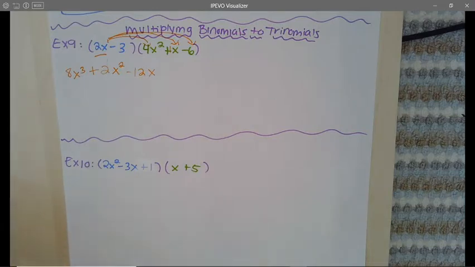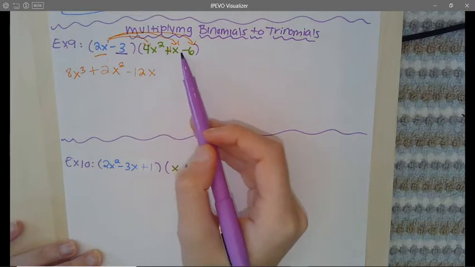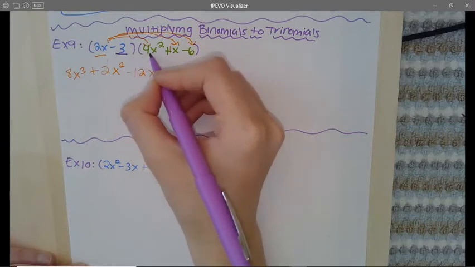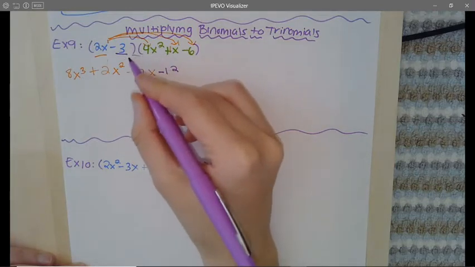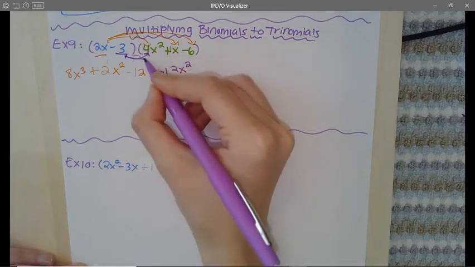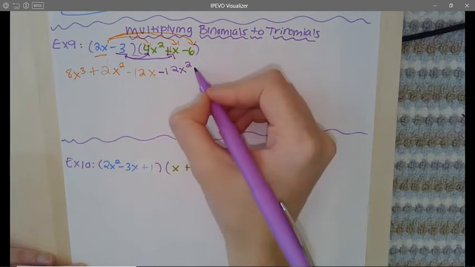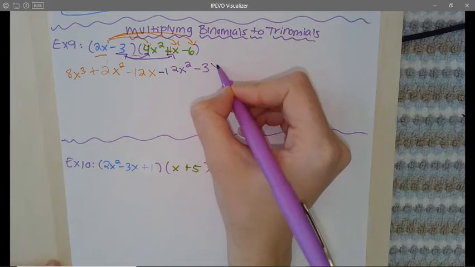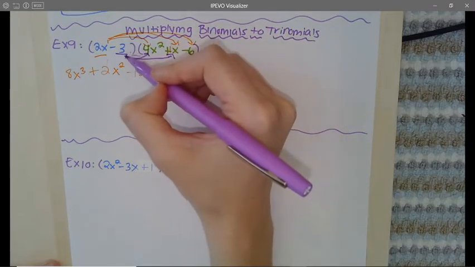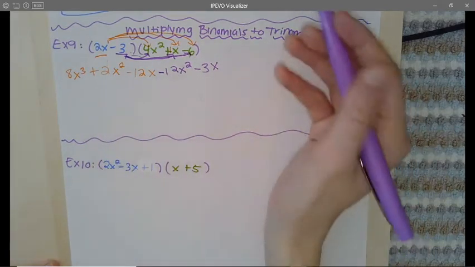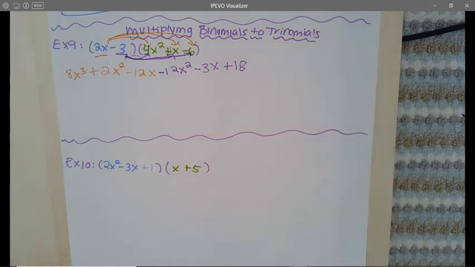So I'm going to start with the negative 3 and multiply it to every single term in my second parenthesis. So negative 3 times 4x squared is negative 3 times 4 is negative 12. I don't have anything to combine to my x squared, so I'm just going to bring it on down. Negative 3 times 1x, well negative 3 times 1 is negative 3, and I don't have anything to combine my x to, so I'm just going to bring it on down. Okay, and then negative 3 times negative 6 is a positive 18.